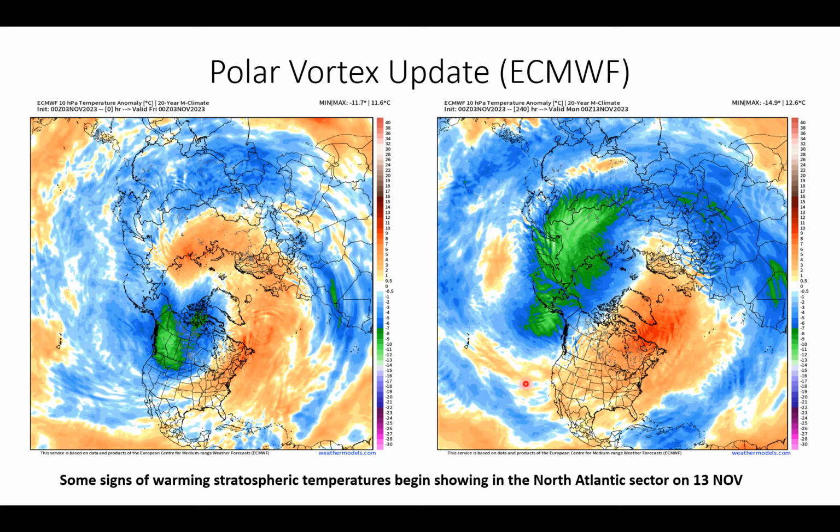The European model doesn't go out 2 weeks, so I just ended it at the 240 hour, kind of showing you any changes that could be occurring. You notice this coloring here. This is today, Friday, 3 November on the left. But look at this on the right. 13 November, we're seeing a deeper or darker hue of oranges south of Greenland on the North Atlantic side. That's indicative of potential warming in the stratosphere in that particular location by the 13th of November.